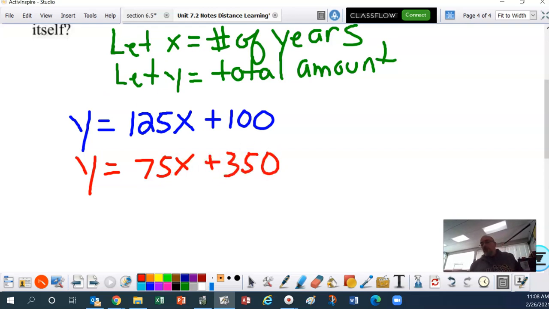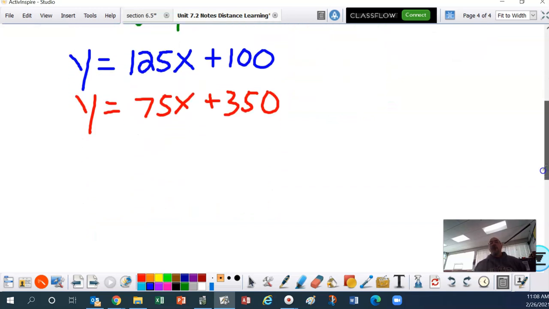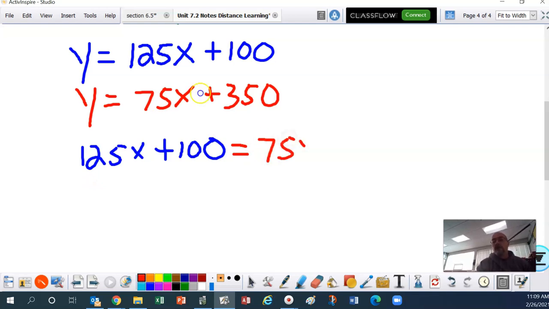So this problem looks just like that last one. What we can do is set them equal to each other because they both equal y, right? Because we want to know, ladies and gentlemen, how long will it take until the new unit pays for itself? Okay, well, first we're going to set these equal to each other. So 125x plus 100. We're going to figure out when will they cost the same amount? And then we'll be able to answer that question.